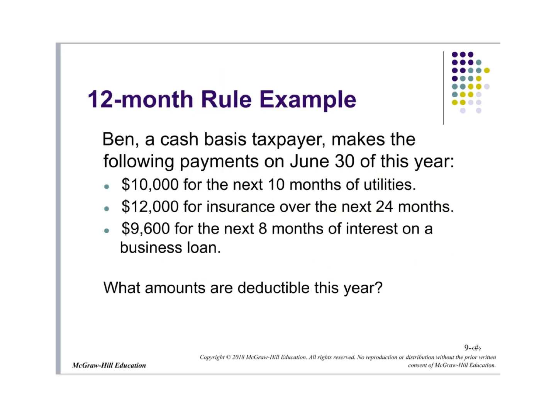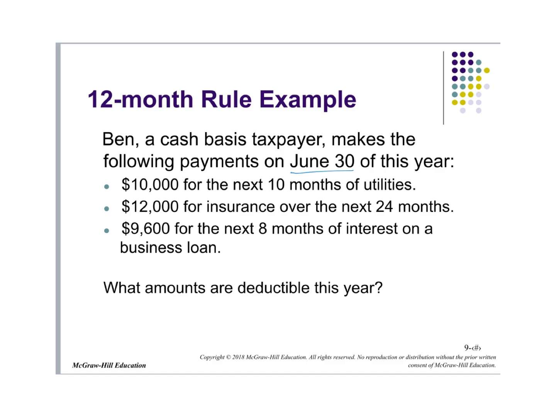There's an example built into our presentation. We've got Ben, and he's a cash basis taxpayer, and he makes the following payments on June 30th. So that's halfway through the year. The question is, which of these amounts are deductible this year?